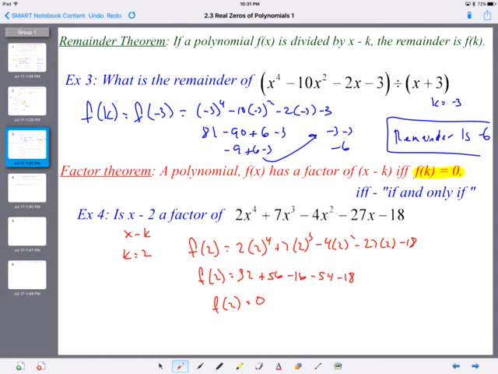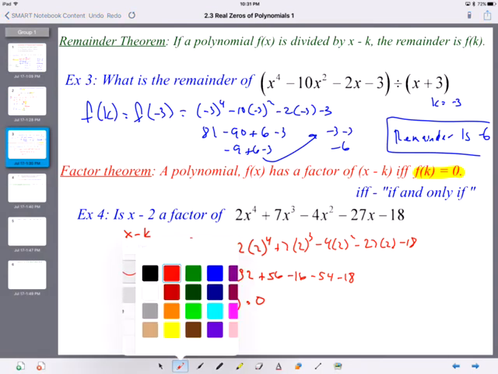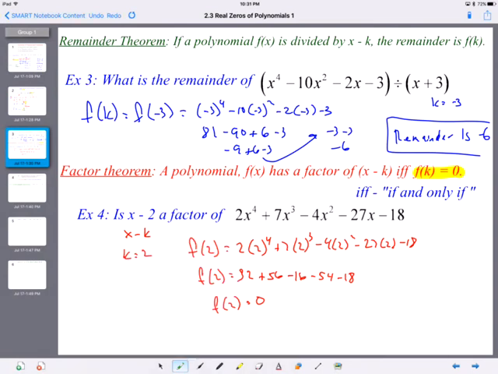So since we got a remainder of 0, when we get remainders of things, if 2 goes into 10 5 times, it has a remainder of 0. 2 is a factor of 10. Well, if we get a remainder of 0, then we know that x minus 2 is a factor, and I'm just going to put it's a factor of, we can call this f of x, but it's a factor of f of x because the remainder is 0.